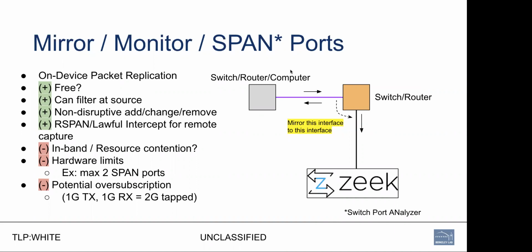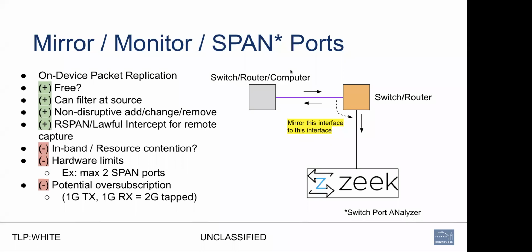So because it's just on the device, it's typically free. A lot of these devices just come with that functionality, and it's just a matter of configuring it. You can also apply filters on the device itself. So before you even output the copy of traffic, it's been filtered down to specifically what you want. If you want to only send DNS traffic or HTTP traffic, you can configure a filter. The cool thing is it's generally non-disruptive to add, change, or remove it because it is a configuration item. And so you don't have to worry about taking down a production link to start doing this.